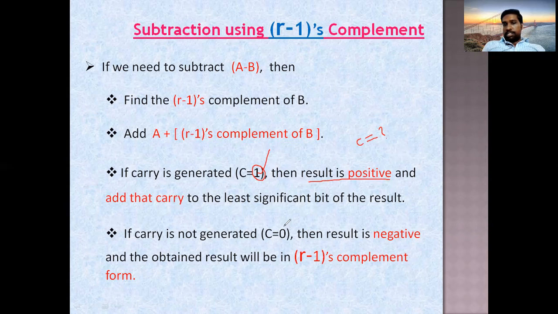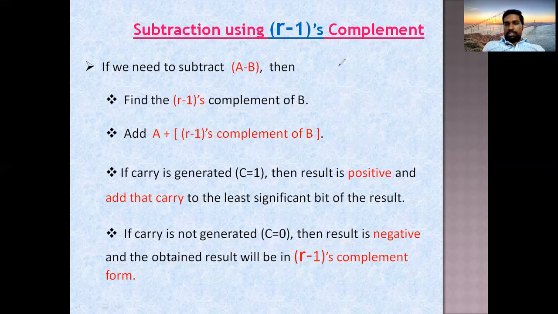In some conditions you will get C is equal to 0. That means you won't get any carry, C value 0. In that condition, result is negative. Result is negative, and the result obtained will be in r minus 1's complement form. These are the main 4 steps you need to remember in order to proceed with r minus 1's complement method.